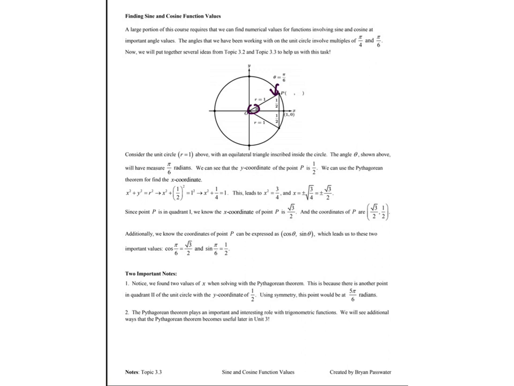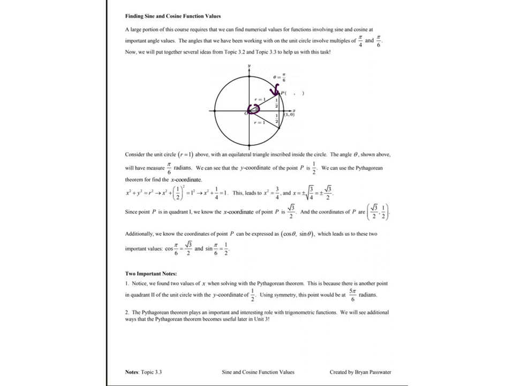We see that the y-coordinate of the point P is half. We can use Pythagorean theorem to solve for the x-coordinate. I would have not taught it this way. I taught you with the equilateral triangles, and we did this. I think we probably did use Pythagorean, but I didn't teach it to you with the unit circle. Okay? But look at this.